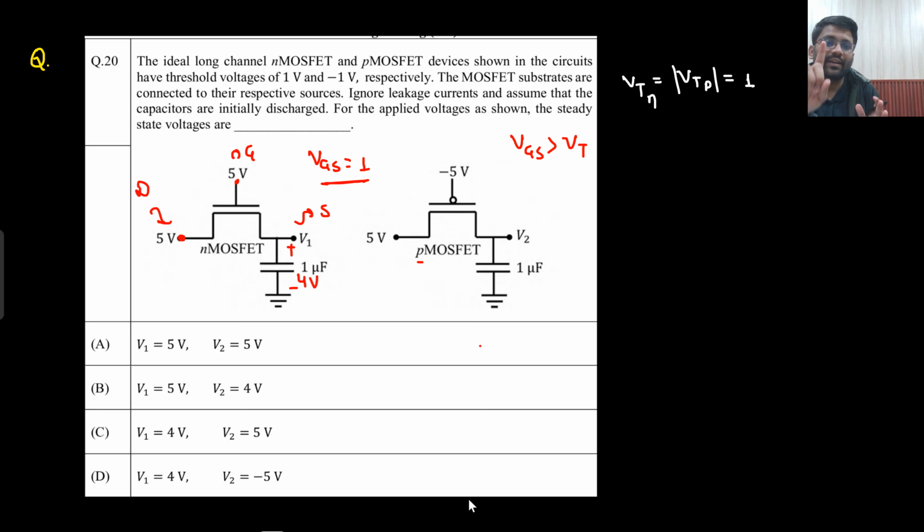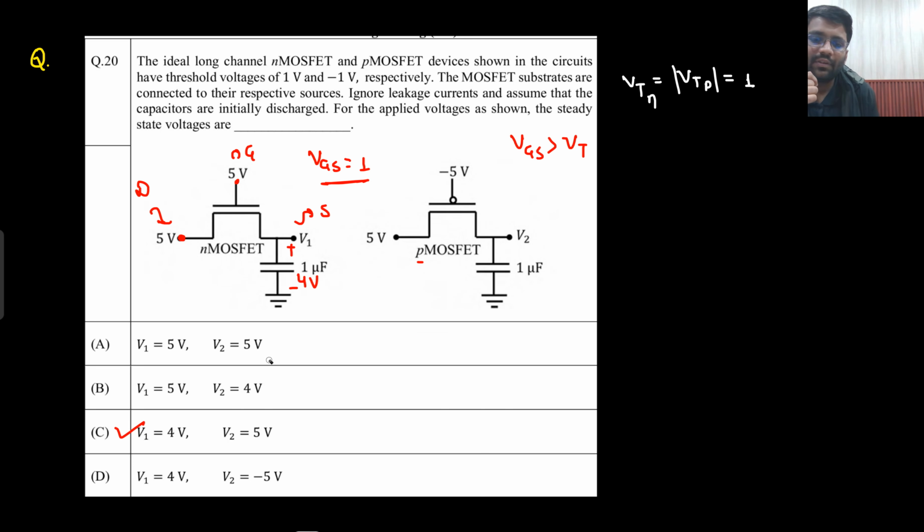So it will stop at 1 volt. Sorry, it will stop at 4 volt. So what will be the steady state value here? V1 steady state value will be 4 volt. Now a lot of people would mug up the answer. Sir, the answer would be VG minus VT. So 5 minus VT value is 1. So the answer will be 4 volt. They will click on this option and luckily they got it correct.